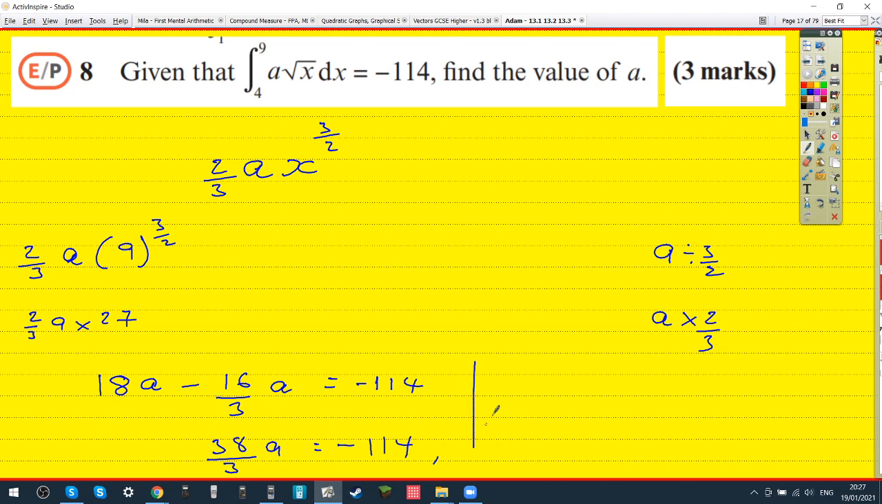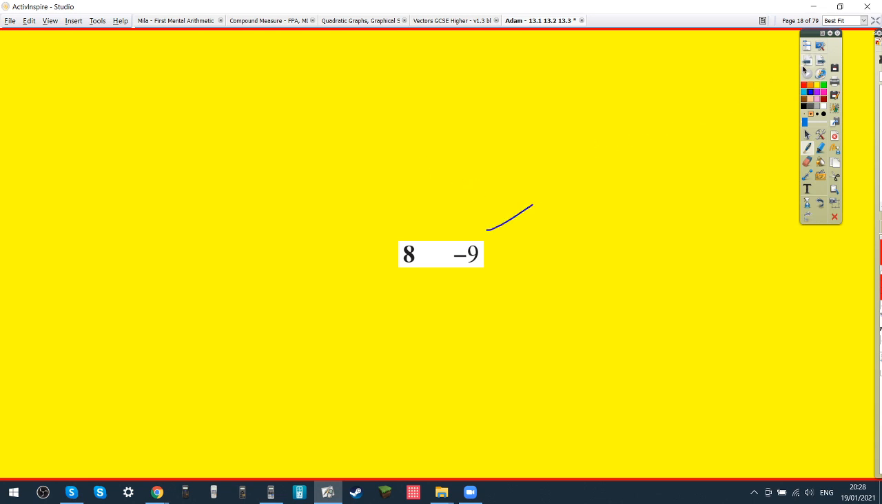And then you can times by 3 on both sides. Minus 342 on the right. And then you can divide by 38 on both sides. Which gives you minus 9. So a is equal to minus 9. Great. That's good. Minus 9.